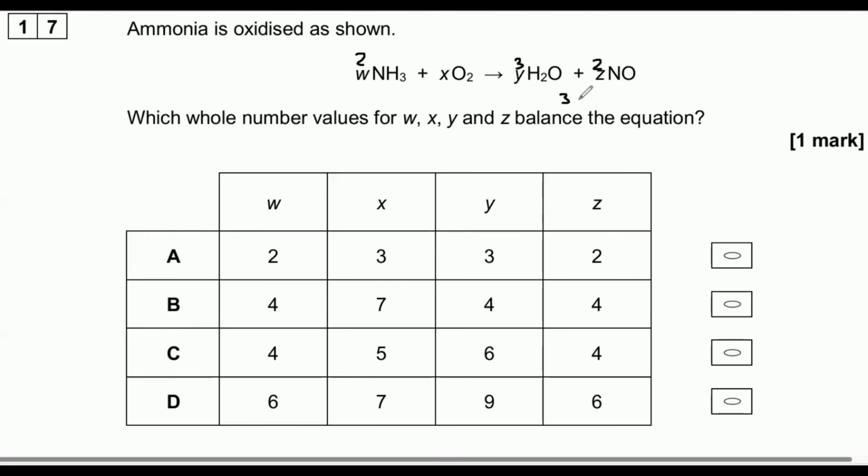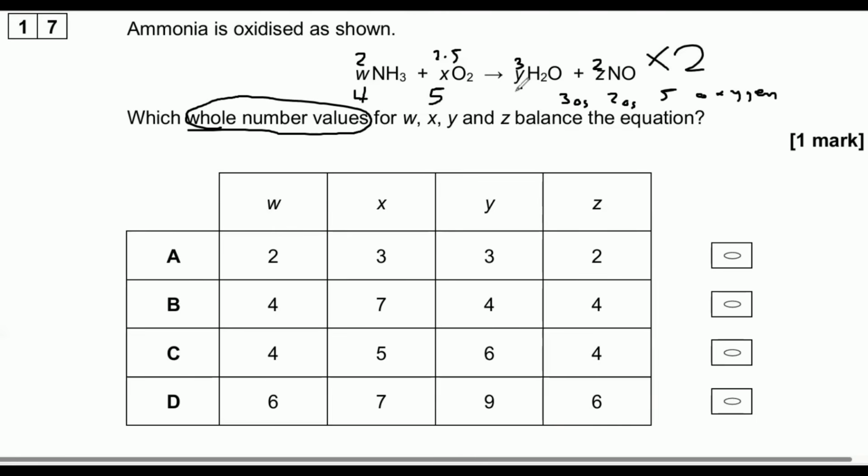And then what we end up with is finding that we have 3 oxygens for the 3 waters, and we have 2 oxygens in the 2 nitrogen monoxides. That's 5 oxygens. So if I want to balance that, I've got to go back to the left and put 2.5 oxygen in. But then we read the question, it says whole number values. So I need to multiply everything in there by 2. So I'm going to end up with 4, 5, 6, 4. And that is C is the correct answer.